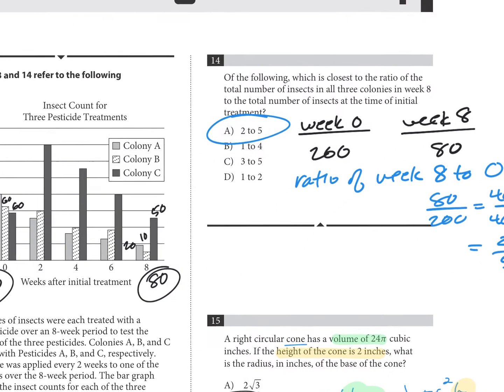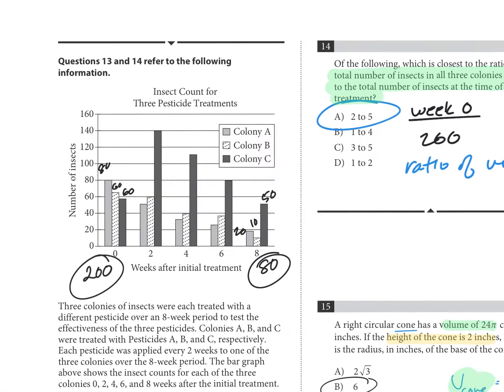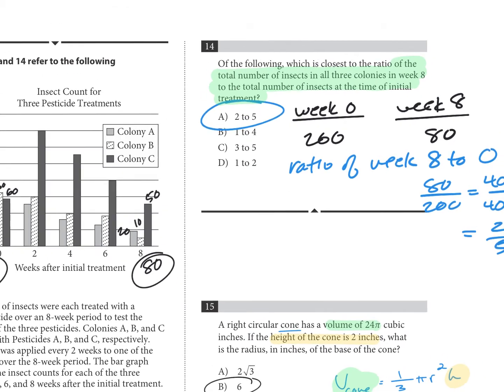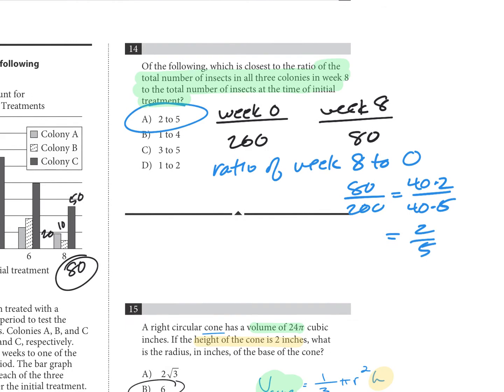Back to the question, what's the ratio? And this is important, the order in which they ask this. What is the ratio of the total number of insects in all 3 colonies in week 8 to the total number of insects in initial? So what's the ratio of this number to this number? I have to put 80 on top. That's the trick. So 80 over 200. And they're all smaller number first, so that's okay. I don't think there are any distracting answers. But 80 over 200 reduces. You take a 40 out of each and you get 2/5. So the answer would be A, 2/5.